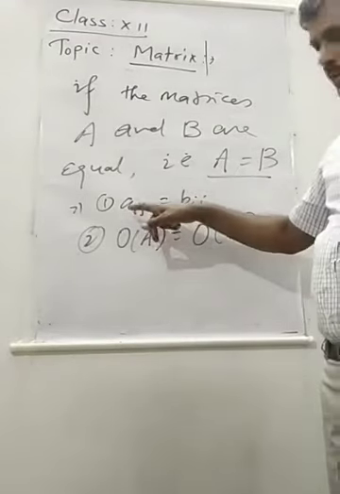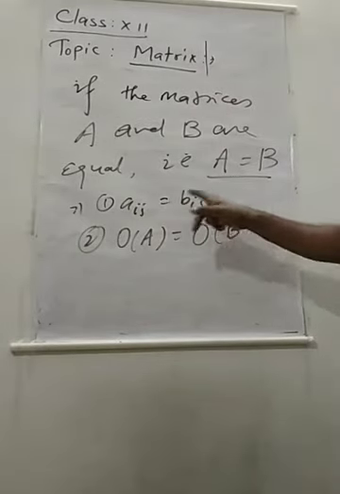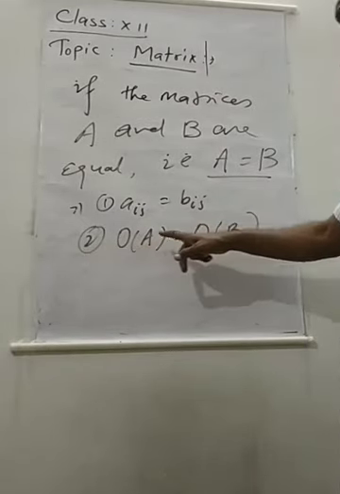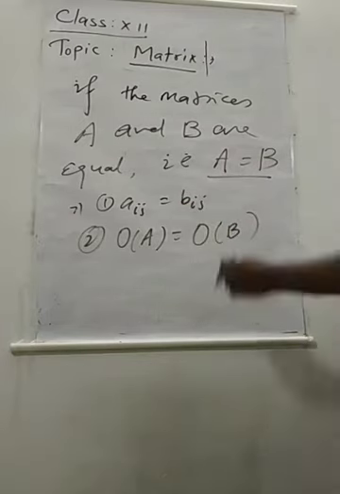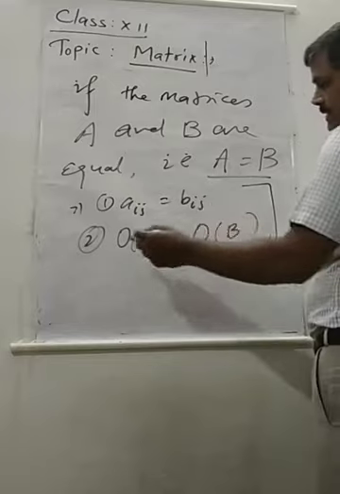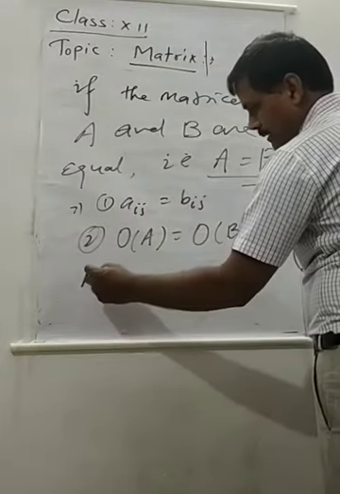By the first, we want to say that each corresponding element should be equal, and the second concept says that their order must be the same. Only then can we compare the two matrices. So these are the two necessary conditions. I think an example will help you understand this, so let's have an example.